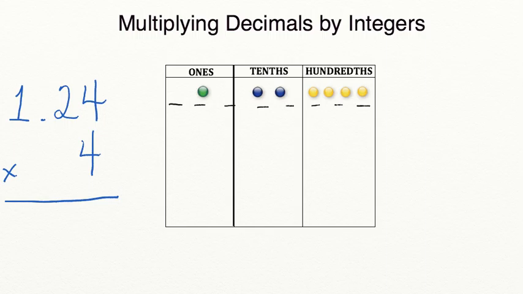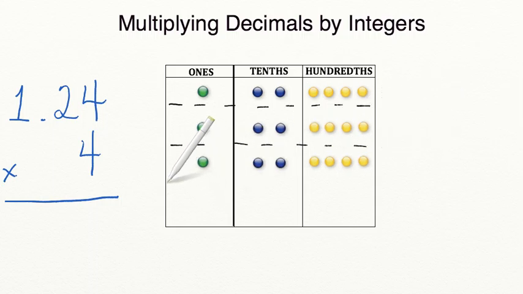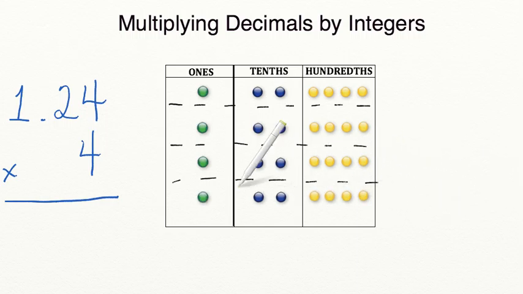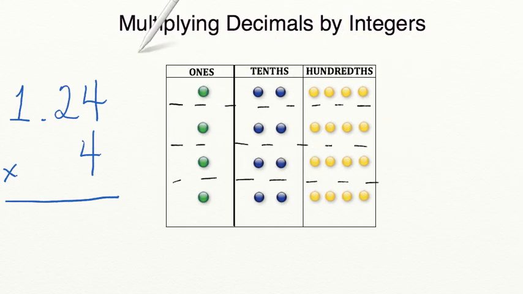So we have 1 and 24 hundredths once, 1 and 24 hundredths twice, 1 and 24 hundredths 3 times, and 1 and 24 hundredths 4 times. So we now have 1 and 24 hundredths represented 4 times. So now all we have to do is add each of these pieces together. So let's start walking through our problem.